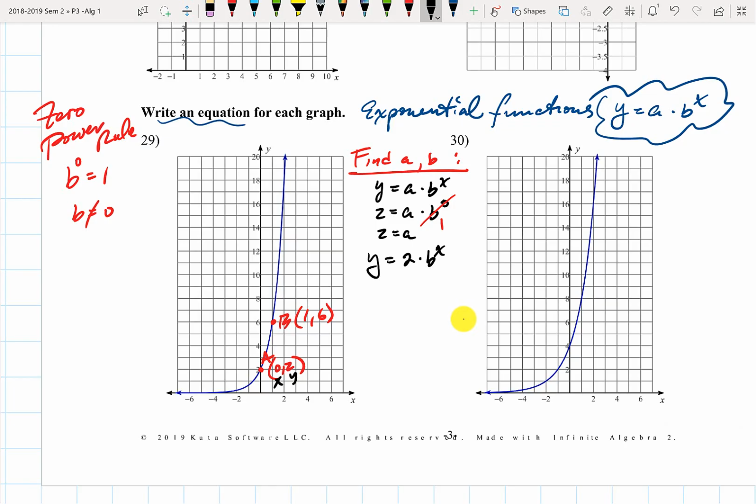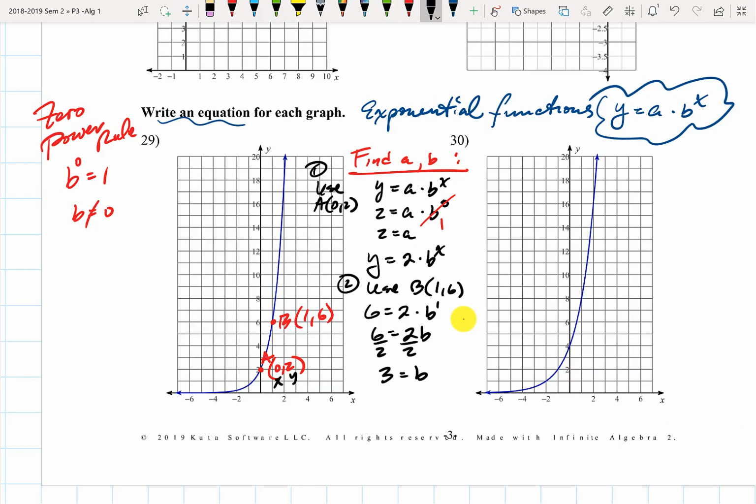Okay, so now let's use it. We use point A first. A is (0, 2), that's step 1. Step 2, use point B, which is at (1, 6). So let's do it. 6 is equal to 2 times b to the first power. Well, that gives you 6 is equal to 2b, divided by 2, and you know what b is.